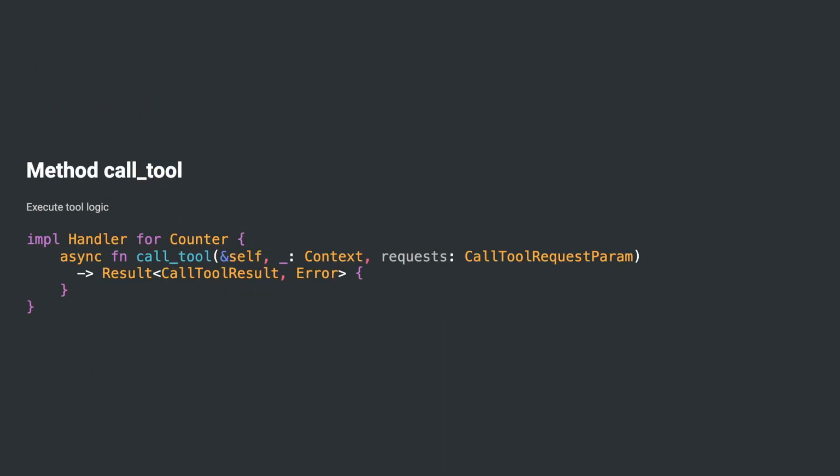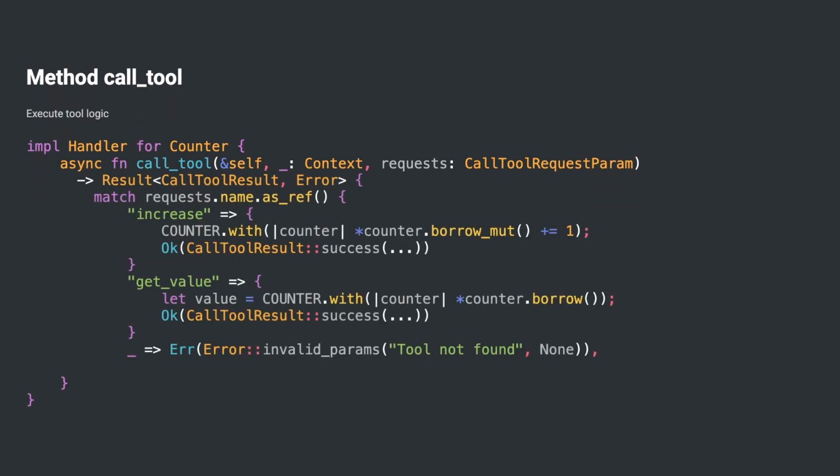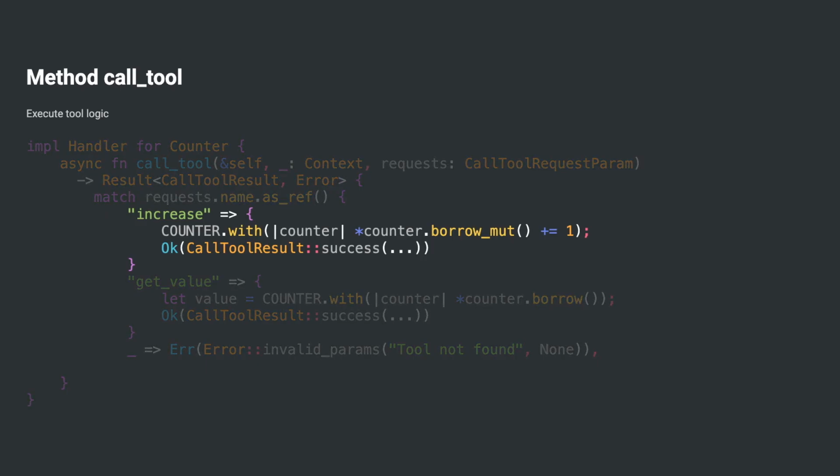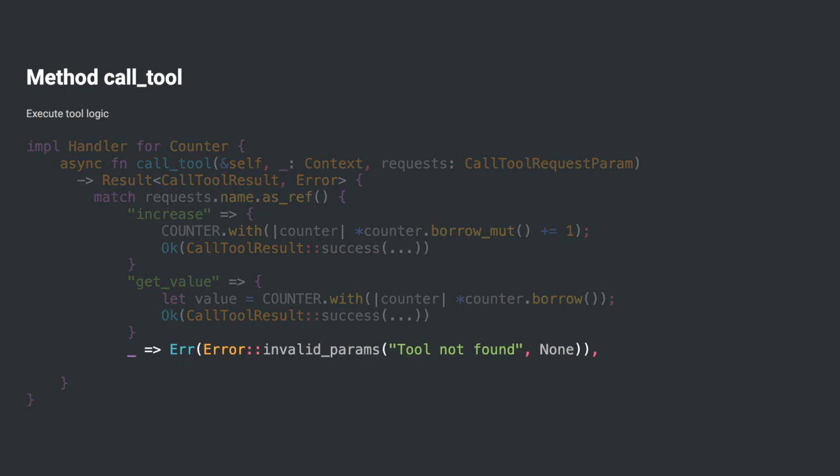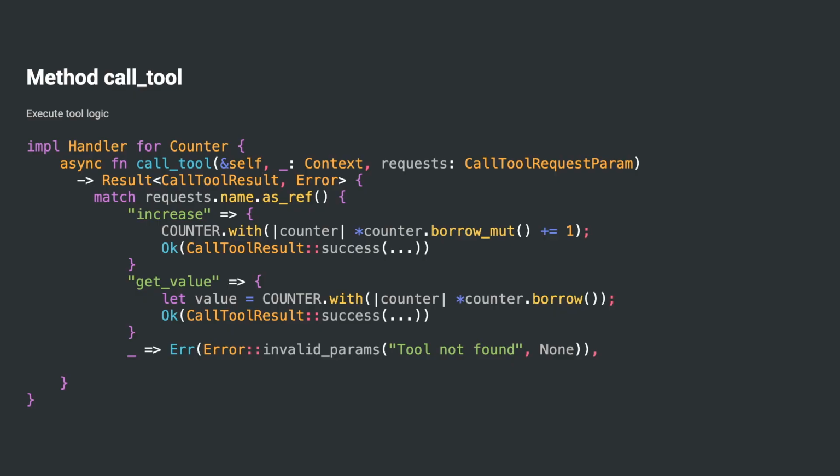Finally, let's implement the callTool method for our counter example. This is where the actual tool logic is executed. We use a match statement to route requests to the appropriate tool based on the tool name. For the increase tool, we access our counter thread local variable and increment it by 1. For the get value tool, we retrieve the current counter value and return it to the client. If an unknown tool is requested, we return an error indicating the tool wasn't found. This method demonstrates how MCP servers can maintain state and provide meaningful functionality to AI clients. The thread local storage ensures our counter persists across requests within the same canister instance.